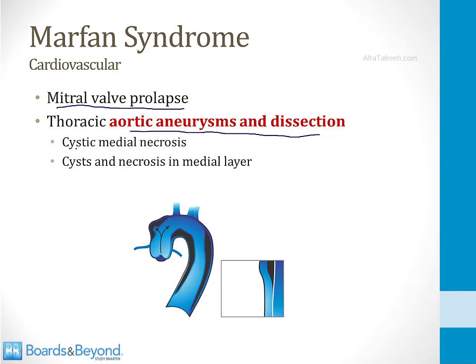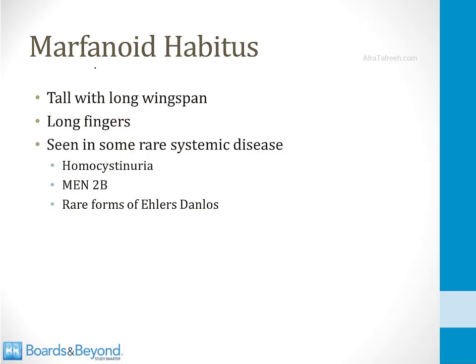They can develop what's known as cystic medial necrosis. This means the presence of cysts and necrosis in the medial layer of their aorta, and that predisposes to aortic aneurysms and aortic dissection.